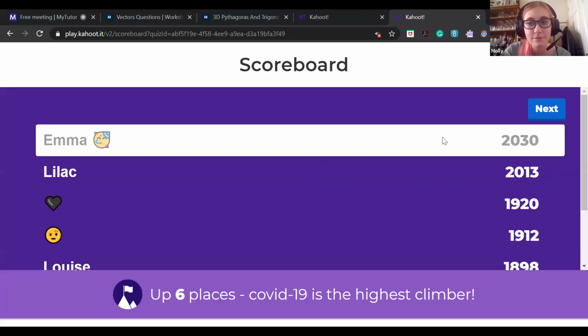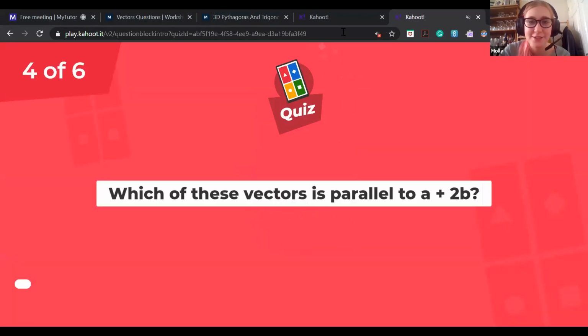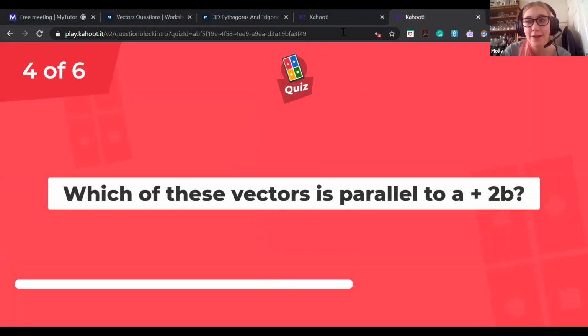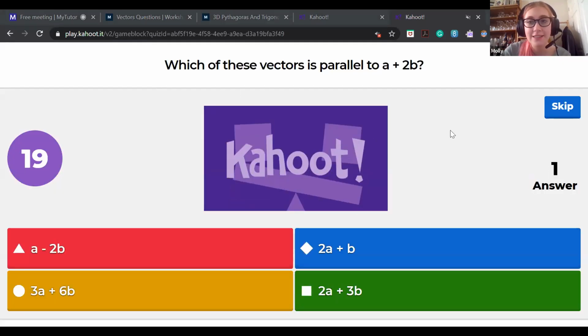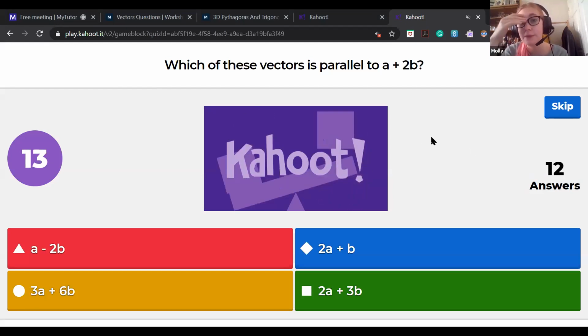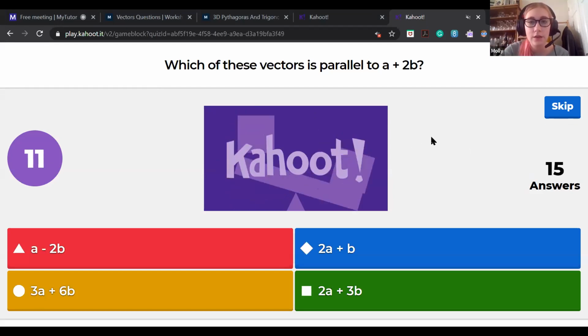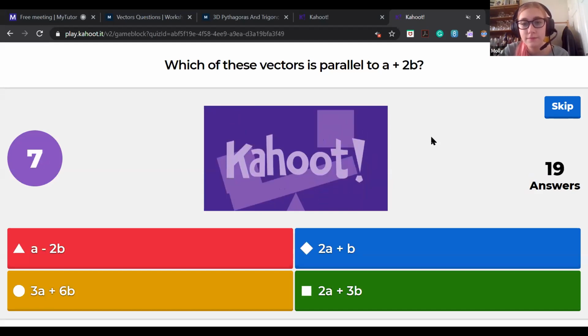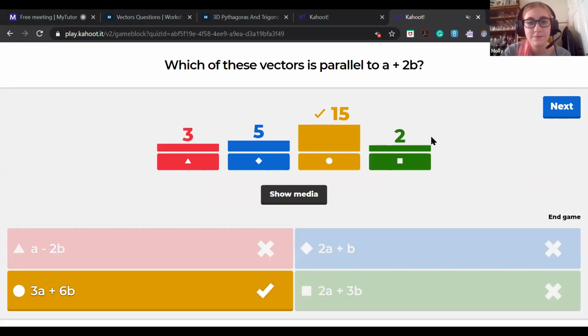Fantastic. Okay. Ooh, Emma overtaken by Lilac. Close at the top. Okay, so now parallel, which I got wrong before. So which one of these is parallel to a plus 2b? So remember, think about what it means to be parallel. Excellent. Yes, majority got the right answer again.